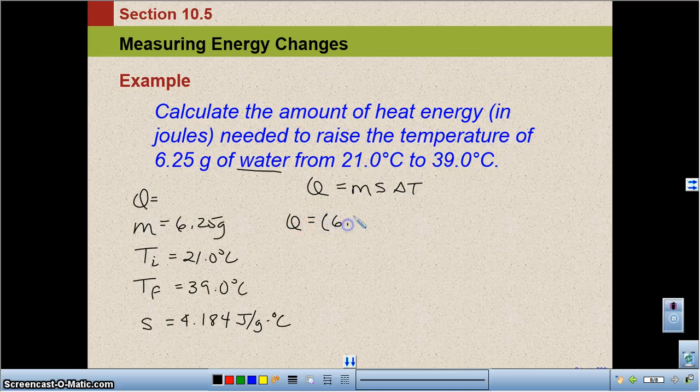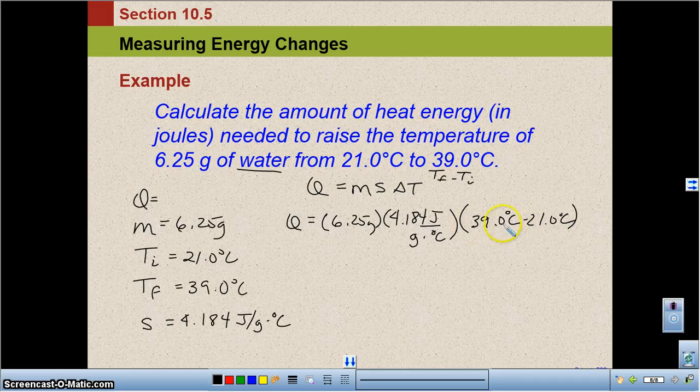So we start with the mass, which is 6.25 grams. We're going to put in the specific heat, which is 4.184 joules over grams times degrees Celsius. And our delta T is going to be temperature final minus the temperature initial. So temperature final is 39 degrees Celsius minus our initial, which is 21 degrees Celsius. And that's going to allow Celsius to cancel here and our grams to cancel, and that leaves us with joules.